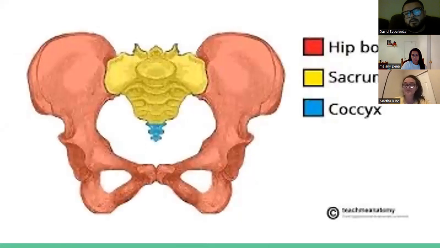First, we have the hip. This is subdivided into three sections: the hip bone, the sacrum, and the coccyx. The hip bone would be on the lateral ends. You have your sacrum in the center, and then you have the coccyx at the bottom, which would be your tailbone.